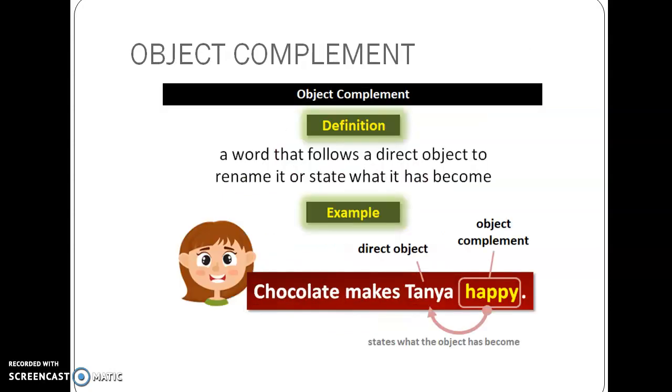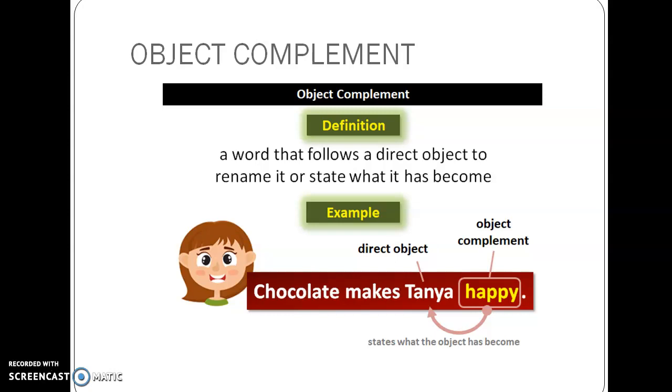Now, what is an object complement? A word that follows a direct object, that means a word that is placed after the direct object to rename it or state what it has become. Now, what is a complement again? A complement is a word or a group of words which adds meaning or tells us more about the verb. Subject complement tells us more about the subject, and object complement tells us more about the direct object in the sentence.